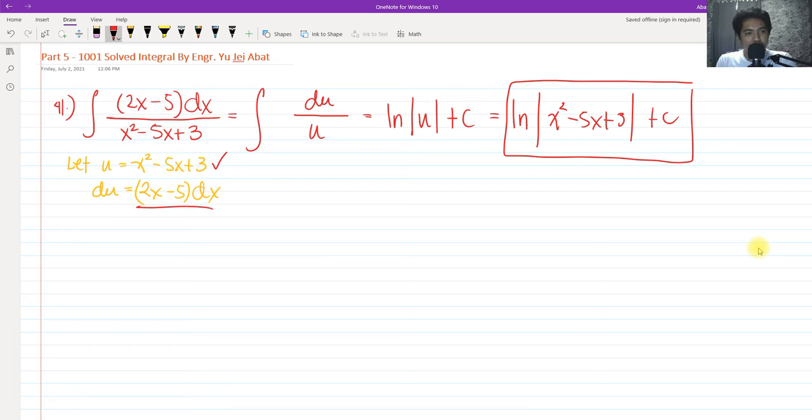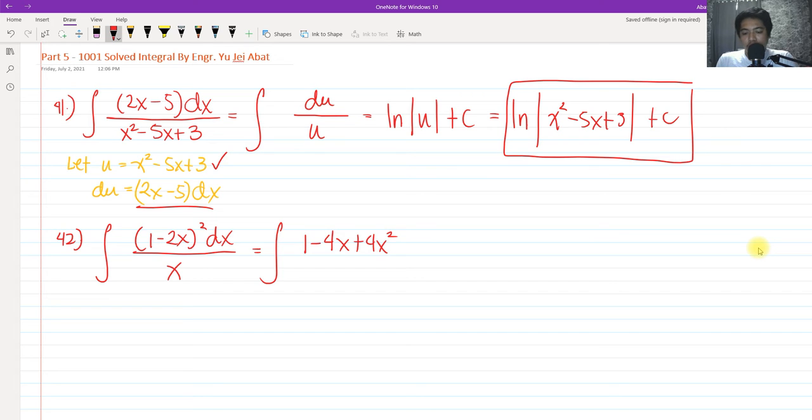Okay, so let's try number 42. We have the integral of (1 minus 2x) squared dx all over x. We have no choice but to expand the binomial here. So we have (1 minus 2x) squared. We expand this, and that becomes 1 minus 4x plus 4x squared. That is the expansion of the binomial that we have in here.